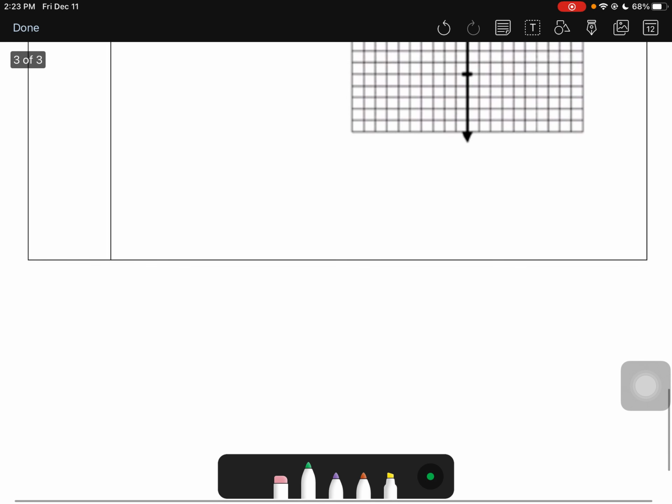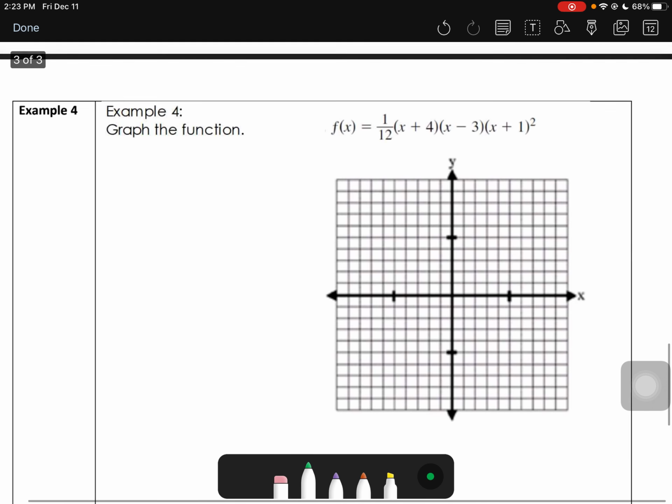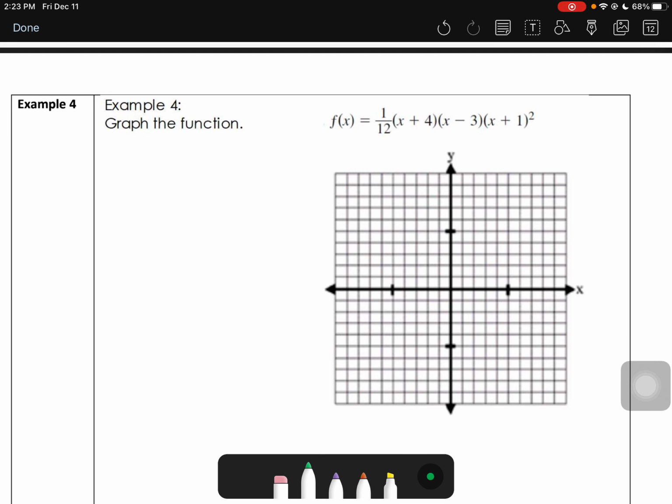So I would like you to try example number 4, and we will go through that in class together, remembering that you're going to set each of our factors equal to 0 to find the roots. Then you will create a table of finding the points on either left and right side and in between the other points, making sure you know what the degree of the function is, as well as what the ends will look like.